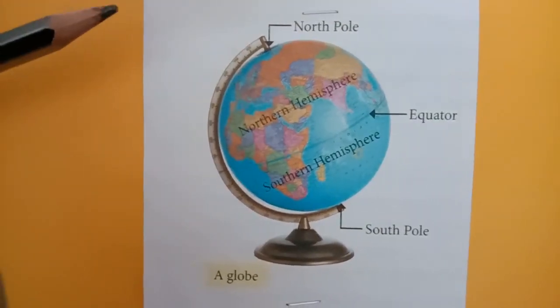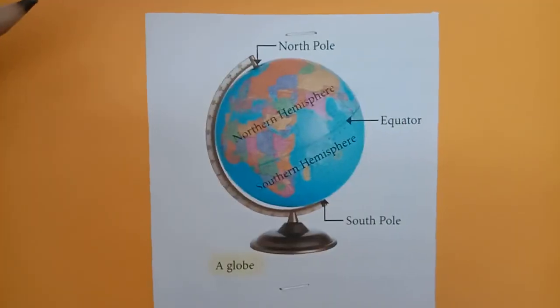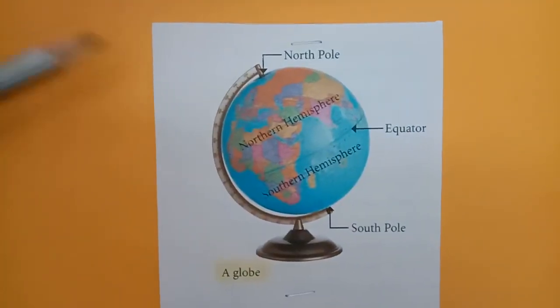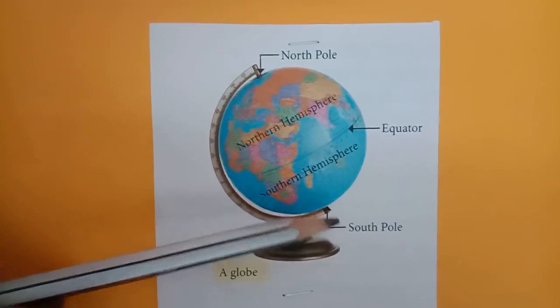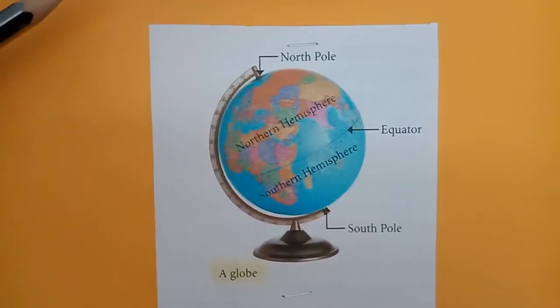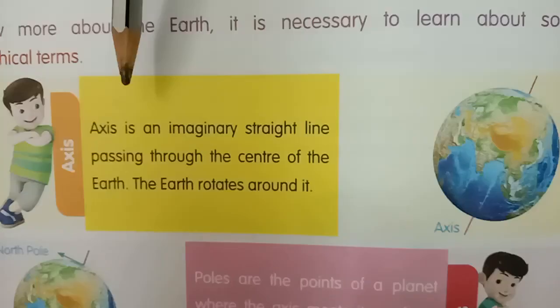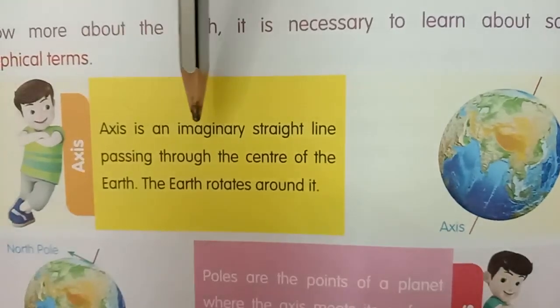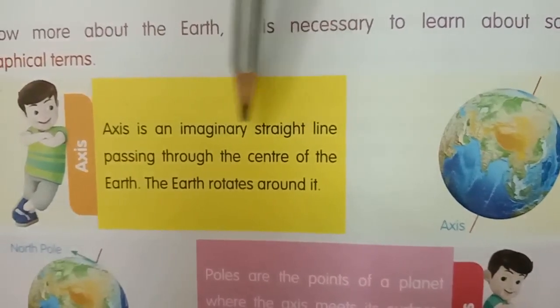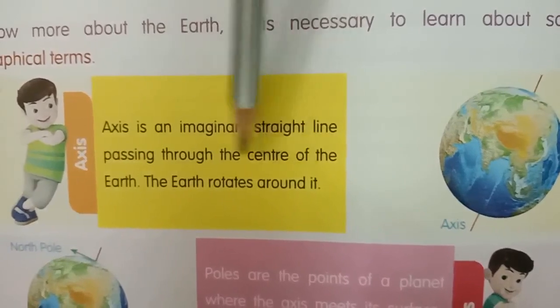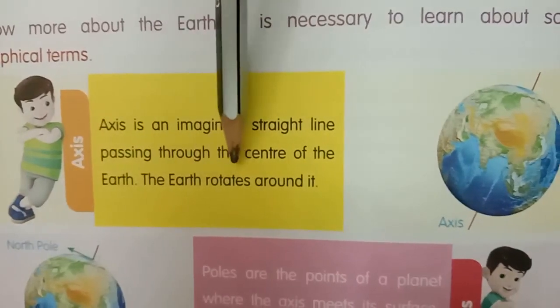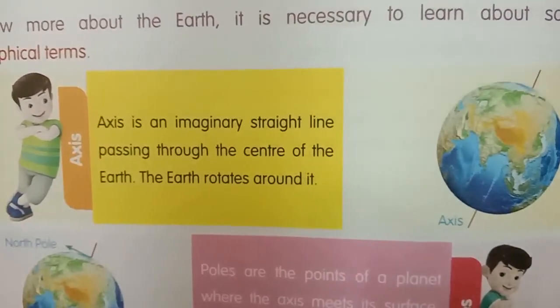An imaginary line connects the two poles. This imaginary line is called axis. Axis is an imaginary straight line passing through the center of the earth. The earth rotates around it.